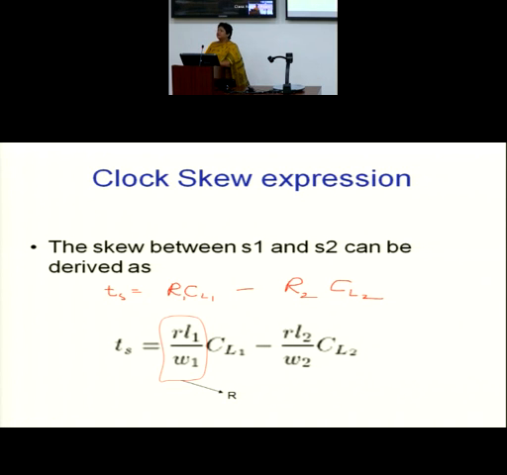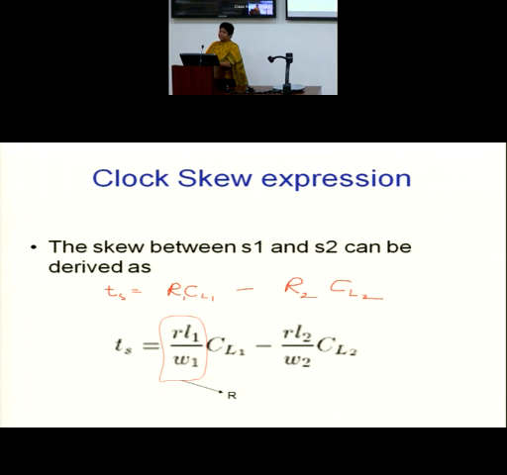Sheet resistance is nothing but resistivity rho divided by the thickness, which is the same for both the wires. So rho by thickness is the same for both the wires, and that is denoted by the same parameter. You may write it as R sheet, or here it is written as small r. So it is r L1 by W1 and this is r L2 by W2. Both are driving CL1 and CL2.